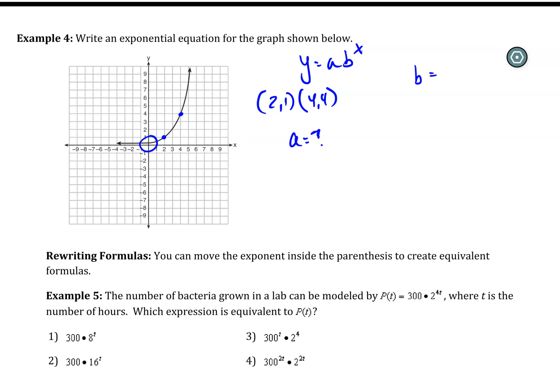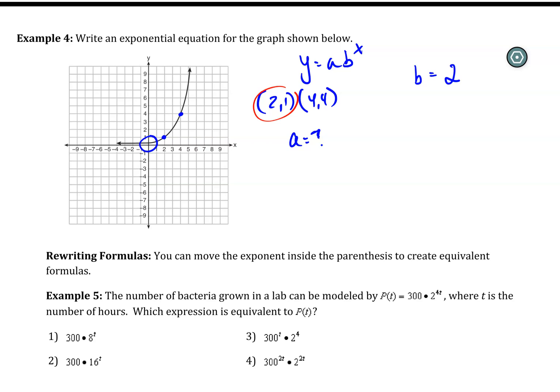So what's B? B goes from 1 to 2 to 4 to 8. So B ends up being 2. We're increasing at a common ratio here of 2. Each value gets doubled as we go. So if I take those values, I pick one of these points. It doesn't really matter. I'll pick this one. Let's plug that into the formula.